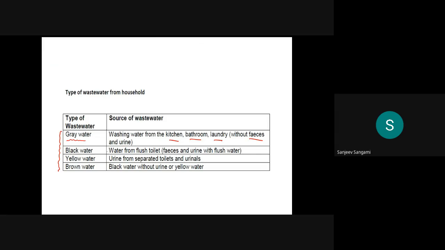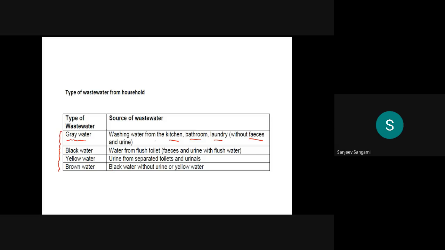Black water is water from the flush toilets, the feces and urine with the fresh water. That can be considered black water. Yellow water is urine from the separated toilets and urinals. Brown water is black water without urine, or yellow water.